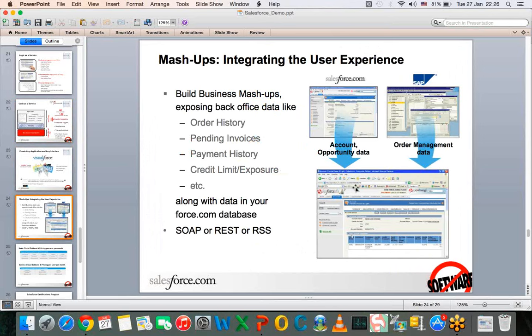This slide basically tells you how the user experience would be when you're trying to integrate two different things, one from SAP and the other from Salesforce, and there's an order management tool which has been built, and how it has been done through REST or SOAP.